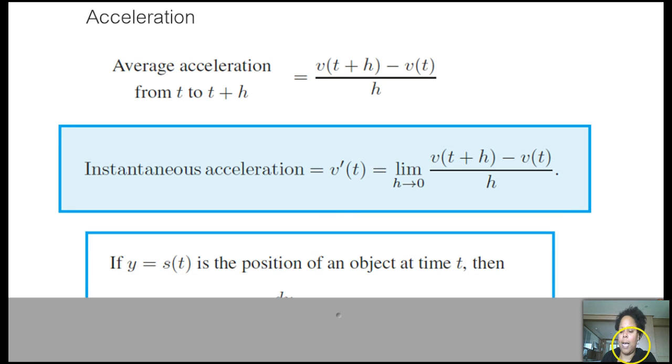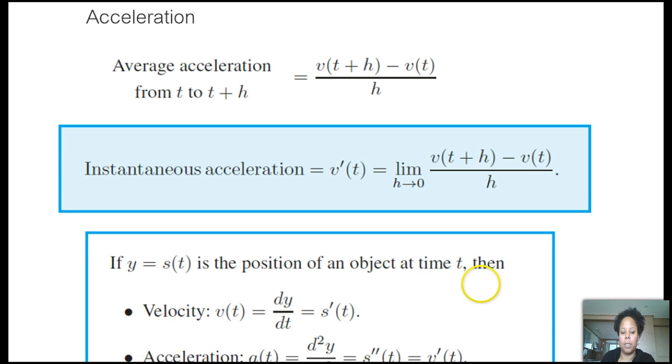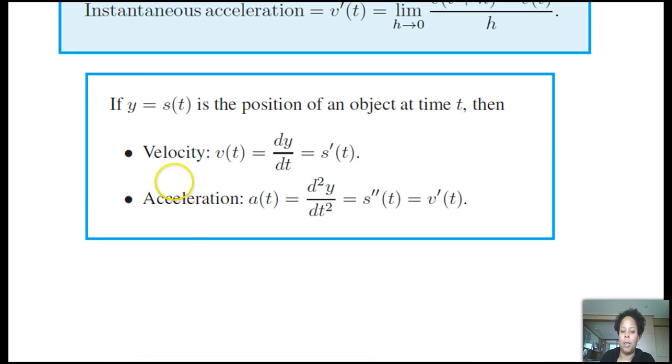So let's take a look and see how that is represented. Let y equals s of t be the position of an object at time t. So that means we have some type of position. That would mean that the velocity is a function v of t, which can be expressed as the derivative of the position function, i.e. s prime or dy/dt. And in this case, we're dealing with time.